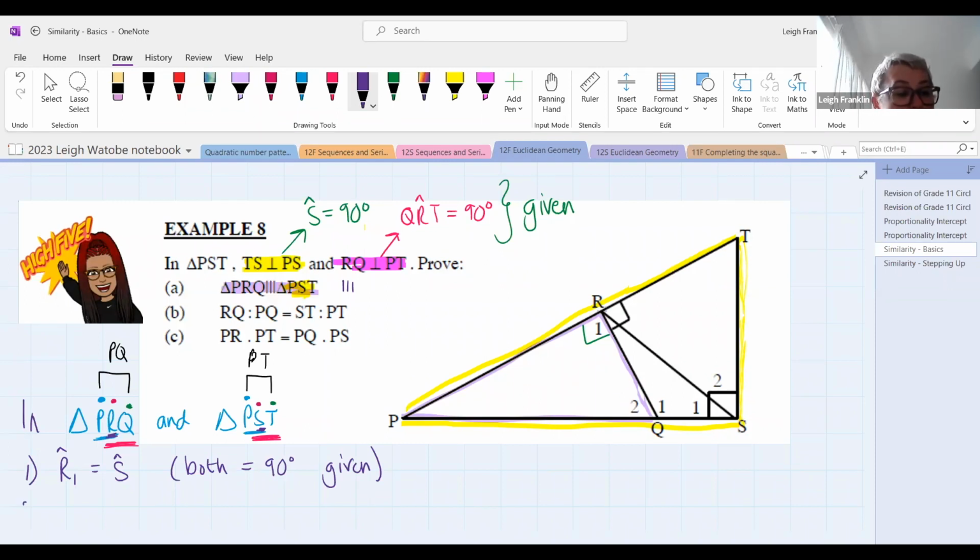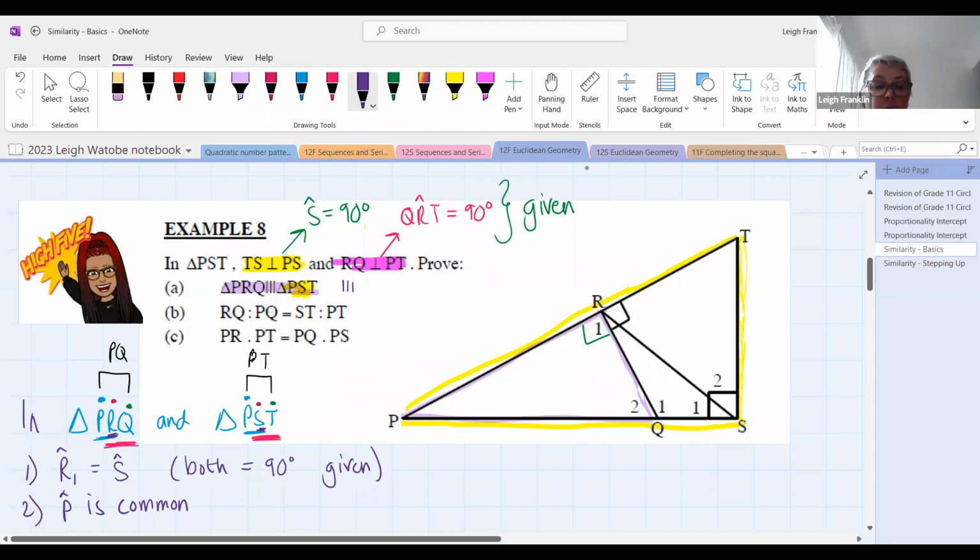The second thing, you need to find another reason now, right? So we've done this one, we've done R and S. What can we say about P and P? If we have a look here, what could you say about angle P in the purple triangle and angle P in the yellow triangle? There's a word that we use for that. There we go, lovely. Okay, it is common, quite right. Okay, so angle P is common.